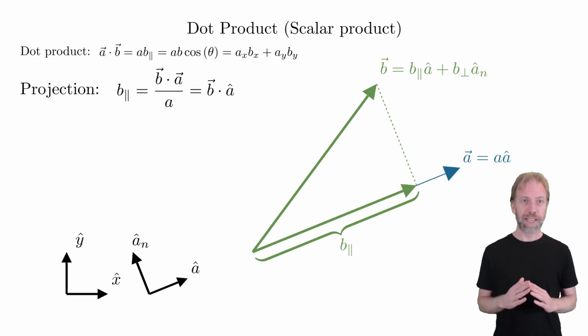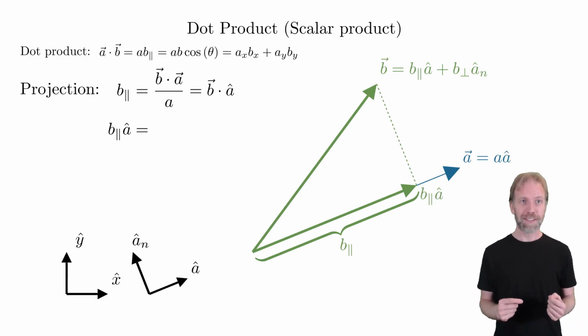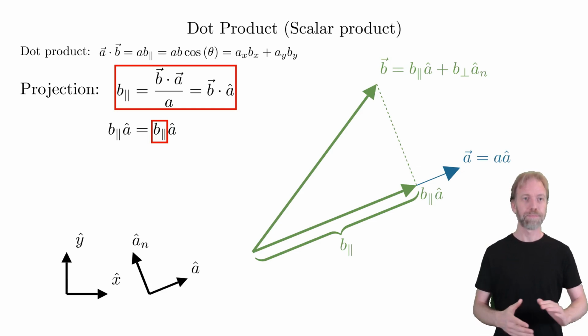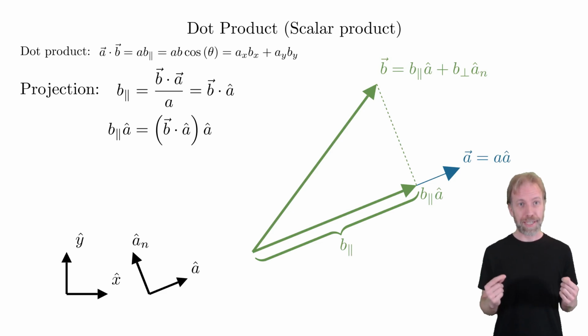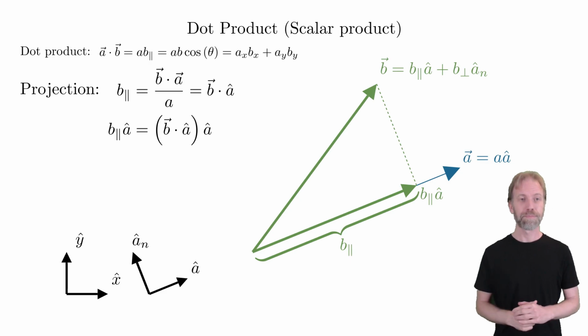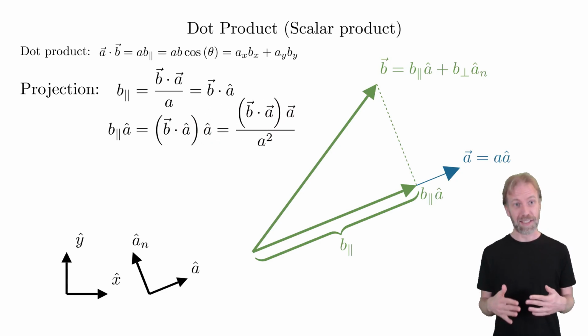Next, assume that we want to create the vector corresponding to B parallel. As the vector is in the A hat direction, the vector will be B parallel A hat. We can obtain an expression for this vector by inserting our scalar projection for B parallel. This is what we call the vector projection, which is the part of vector B that is pointing in the direction of A. If we want to express it in terms of our vector A instead of the unit vector, use that A hat is the vector A over its length.